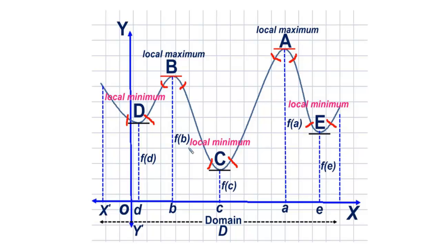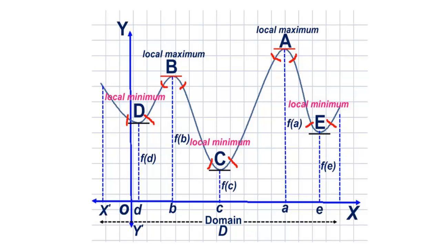Again, if we consider only the point C in this interval, then C will be the local minimum point and f of C will be the corresponding local minimum value. Again, if we take the point E and consider only a small interval in its neighborhood, then E is called the point of local minima or local minimum point and f of E is called the local minimum value.